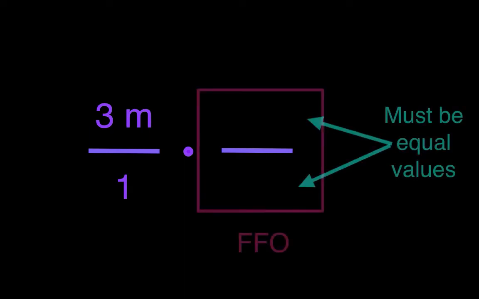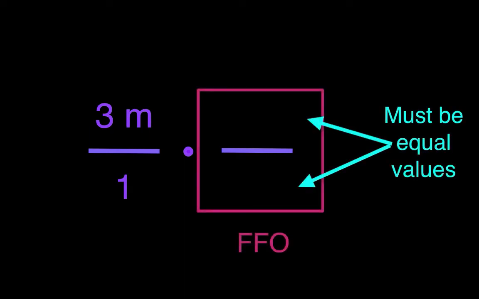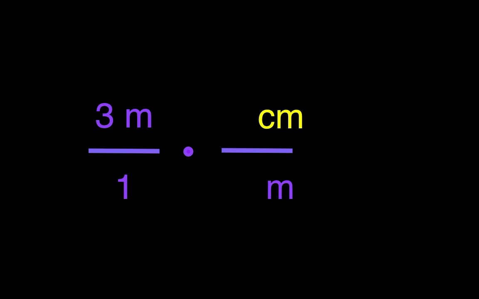If we start with 3 meters, we can only multiply by a fancy form of 1, which means the numerator and denominator must be equal. In the previous example, we were able to get rid of the minutes by dividing by minutes. So our fancy form of 1 should have meters in the denominator. And because we want to convert to centimeters, we should have centimeters in the numerator.